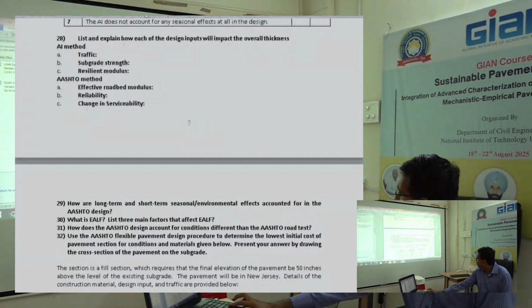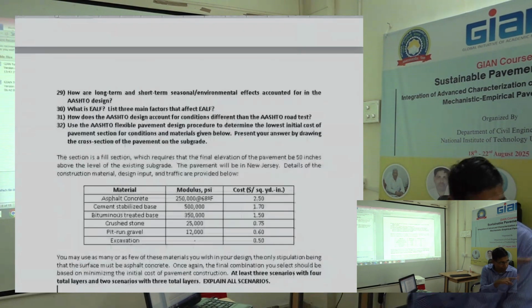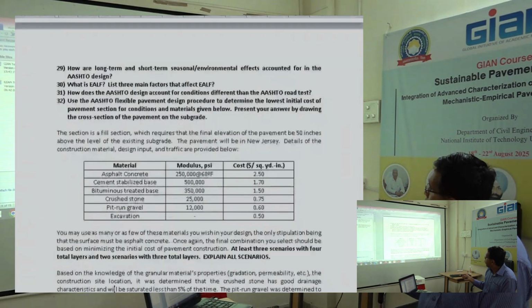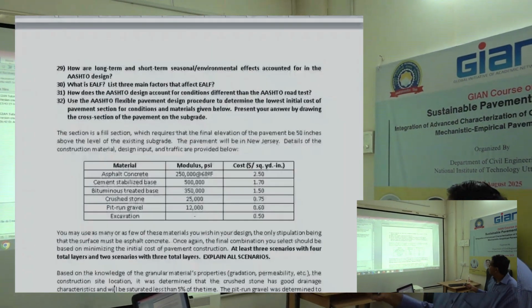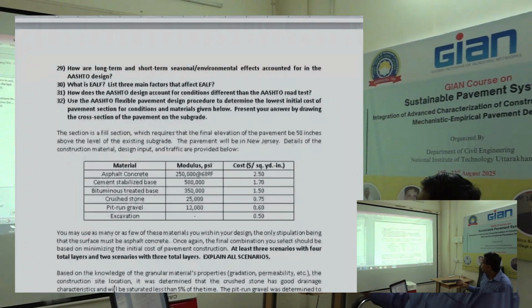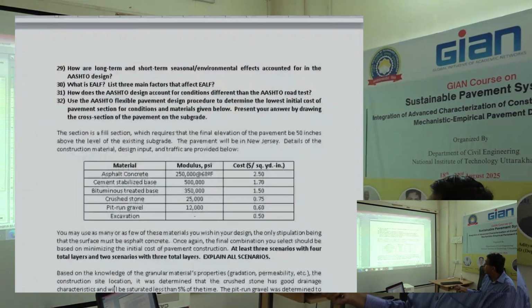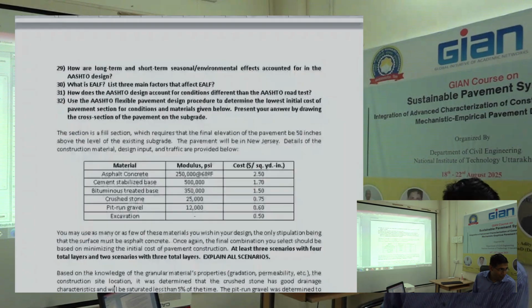I'm going to explain this problem. I did this in my class, but look at this. This is the one I was saying as a project. Try it if you have time. This is the problem I give: 250,000 repetitions, 50 inches, and you have 7 stabilized bases. Cost is given to you, and they can use at least 3 scenarios with 4 layers and 2 scenarios with 3 total layers. This was part of the project.